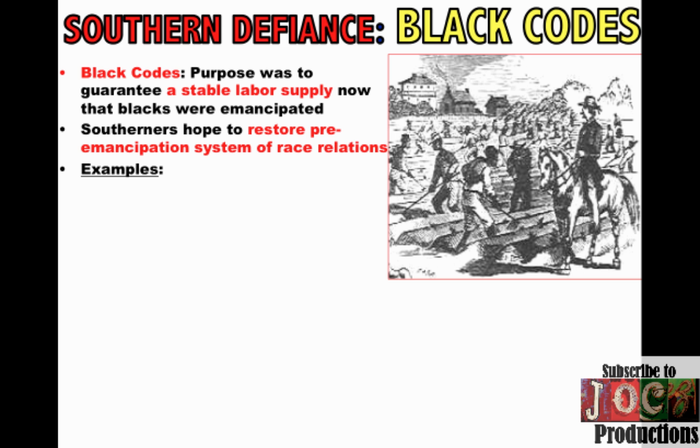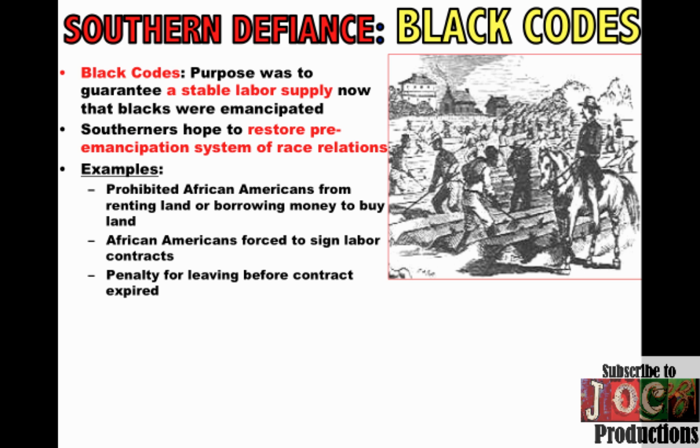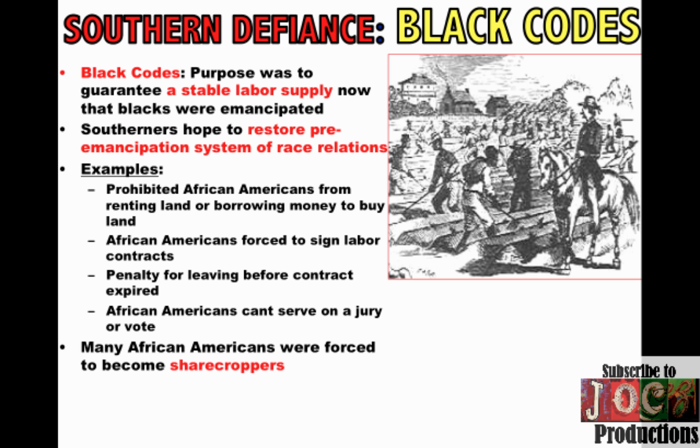Here are some examples of what these Black Codes did. It prohibited African Americans from renting land or borrowing money to buy land. It also required that African Americans were forced to sign labor contracts. If you did not have a contract, there was a penalty for leaving before the contract expired or not having one. And African Americans could not serve on a jury or vote in most southern states. And as a result, many African Americans find themselves forced to become sharecroppers.